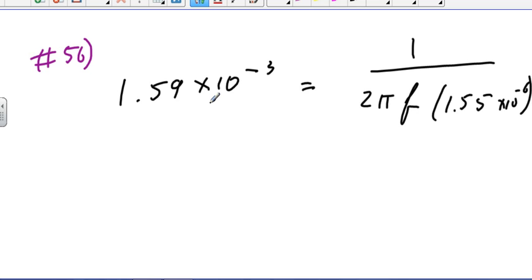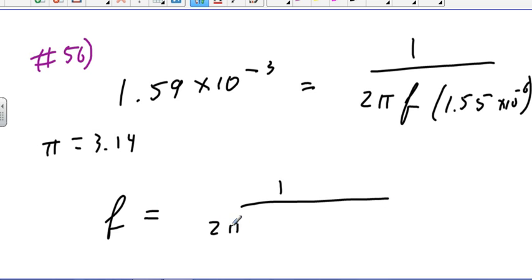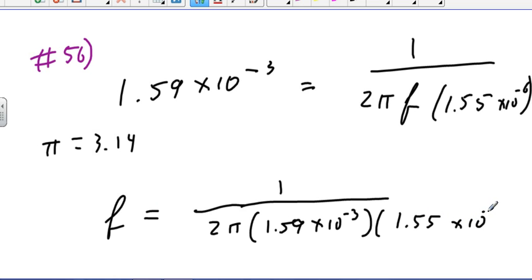So I'm going to solve the equation for pi. Pi is 3.14. There, I'm done. Oh, I'm not. Solve each equation to 3 significant digits. Is that what I did? Yeah, I mean, really. Okay, well, I suppose they want to know what f is. All right, so f is equal to 1 over 2 pi times 1.59 times 10 to the minus 3 times 1.55 times 10 to the minus 6.